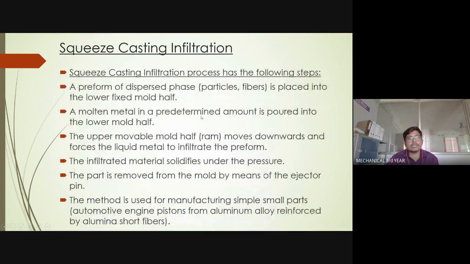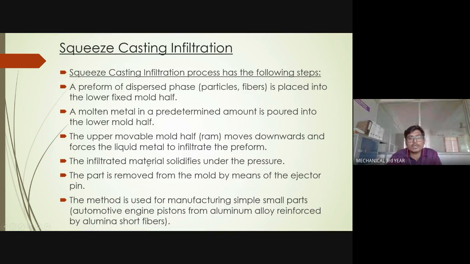Next is the squeeze casting infiltration process, which has the following steps. A preform of dispersed phase is placed into the lower mold half. A predetermined amount of molten metal is poured into the lower mold half cavity. So first you place the preform, over which you add your reinforcement metal in a molten state. The upper movable mold half moves downwards and forces the liquid to infiltrate the preform. So you move the ram from the top, so that your molten metal gets infiltrated into your preform.